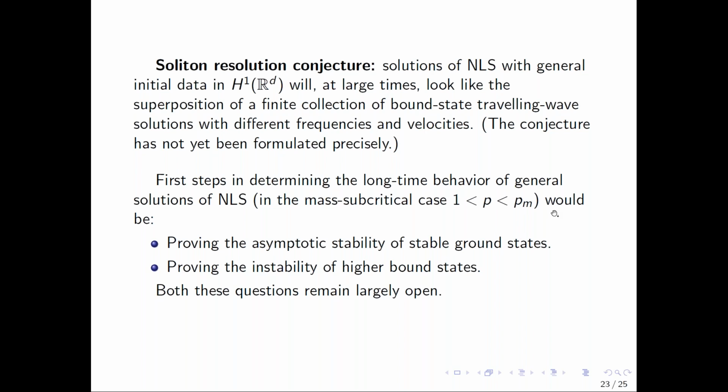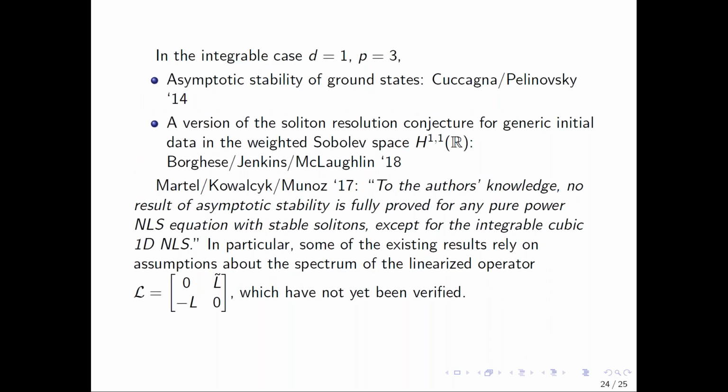So what people have been trying to do towards this conjecture is prove the asymptotic stability of stable ground states and prove the instability of higher bound states. But both these questions remain largely open, except in the integrable case, the one-dimensional case when p is equal to 3. So this is the integrable one-dimensional nonlinear Schrodinger equation with cubic nonlinearity.